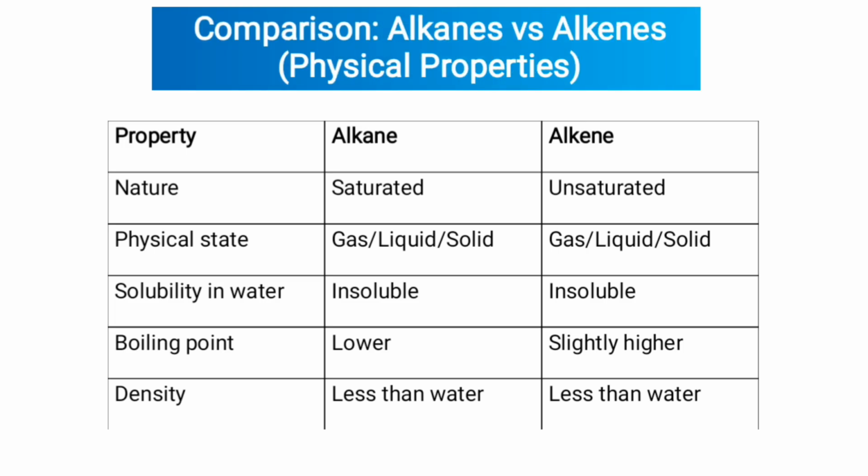Comparison between alkanes versus alkenes in physical properties. Property: alkanes, alkenes. First one, nature. Nature of alkanes is saturated, while nature of alkenes is unsaturated. Physical state of alkanes is gas, liquid, solid, while physical state of alkenes is also gas, liquid, solid. Solubility in water: alkanes are insoluble in water, while alkenes are also insoluble in water. Boiling point of alkanes is lower, while boiling point of alkenes is slightly higher. Density of alkanes is less than water, while density of alkenes is also less than water.